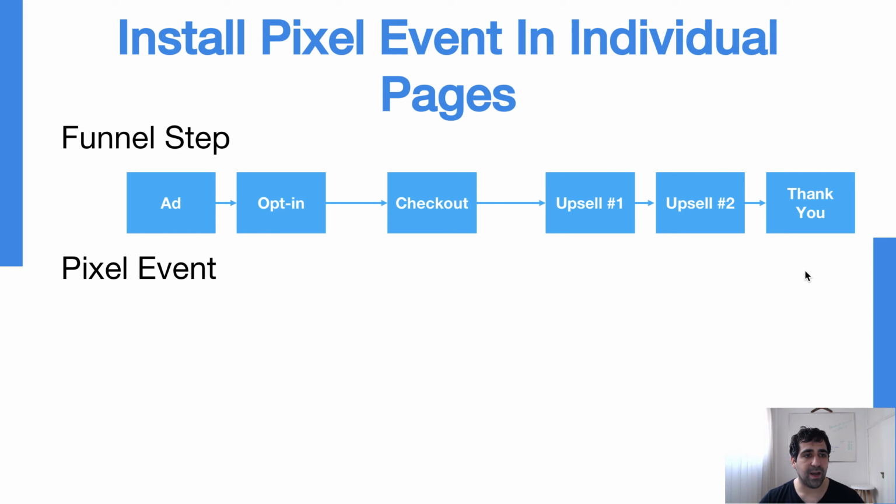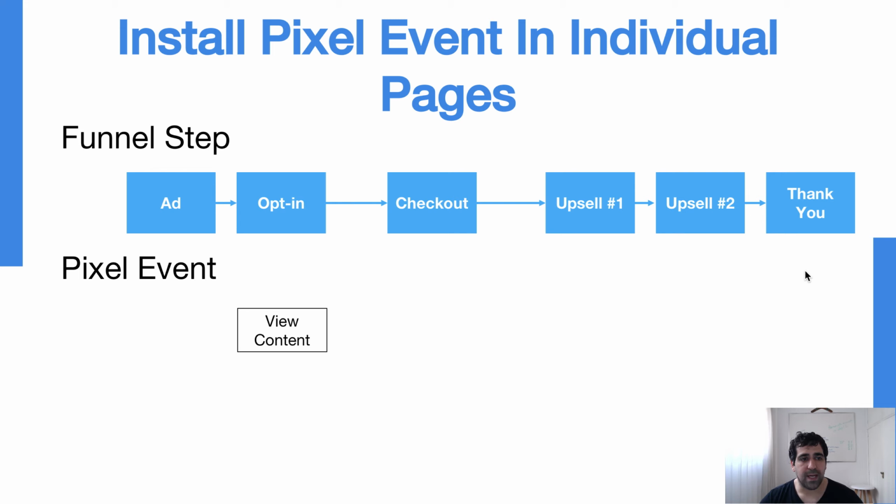So for that, I'm going to be taking this funnel example. Let's say you are running an ad to an opt-in page. From there, they opt in, they give you their email information, they go to a checkout page where they need to pay for your product, and then after that they go to upsell number 1, upsell number 2, and finally a thank you page. So if that's your funnel, this is an example that allows us to show you how the pixel event works.